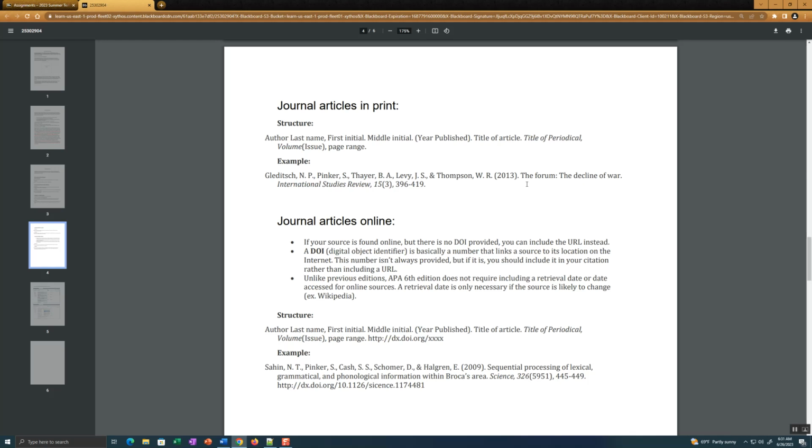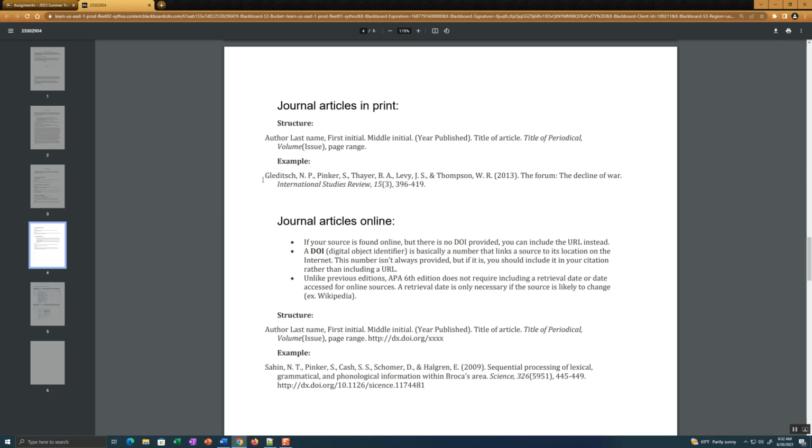The title of the article is The Decline of War. That's the title of the article. That's not in parentheses. The journal name is in parentheses. After the journal name, in parentheses, comma, the volume number of the journal. In parentheses, if there's an issue number, you put the issue number in parentheses here, comma, the page numbers, and then the period.